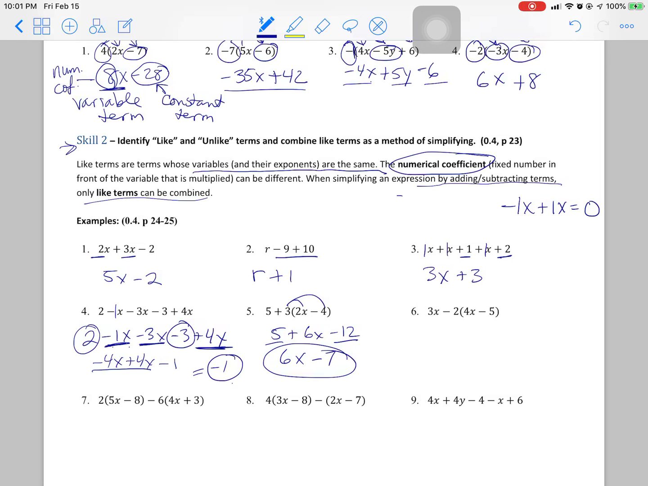So look at these. I got a final answer of a negative 1. I got a final answer that's got 2 terms. I got a final answer up here that had 3 terms. When you're working with expressions, you can have that.